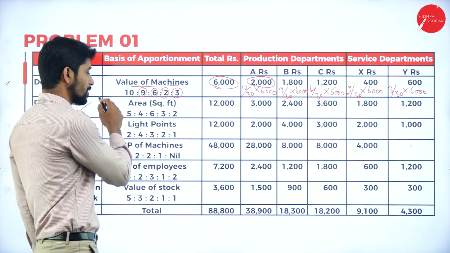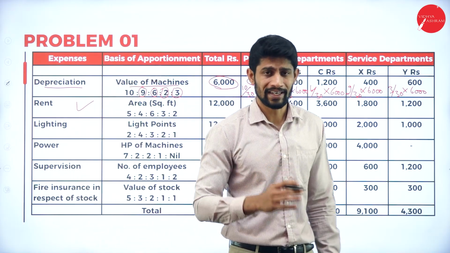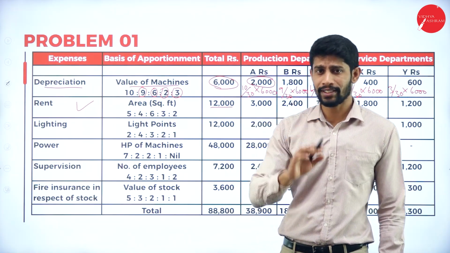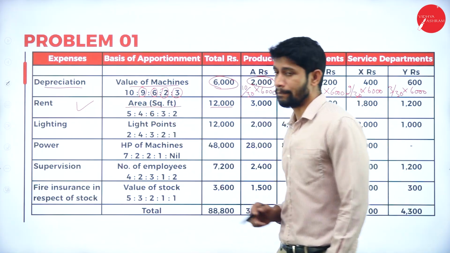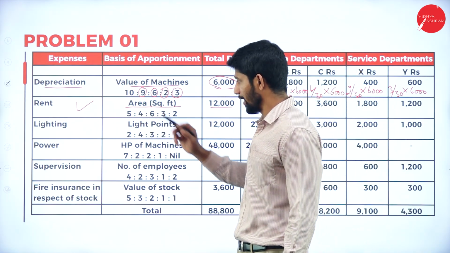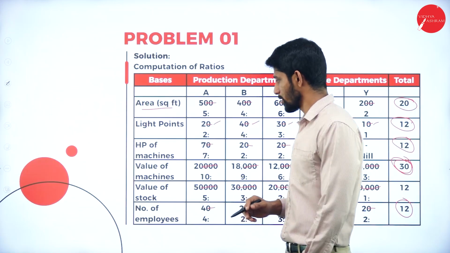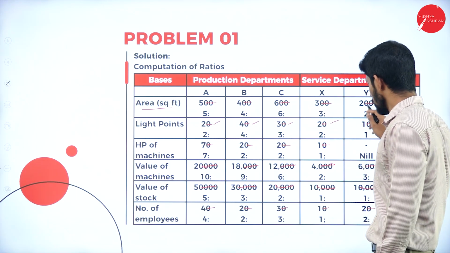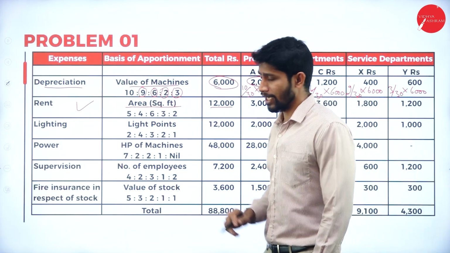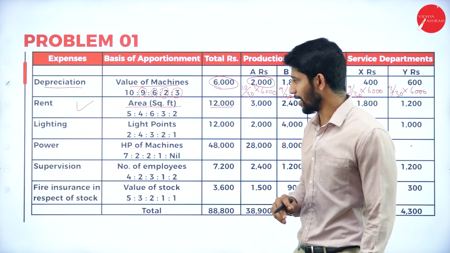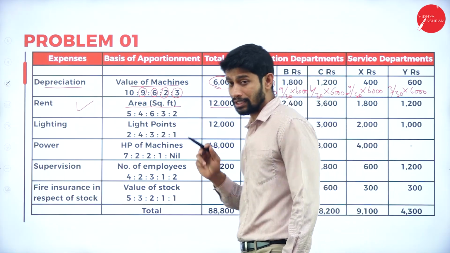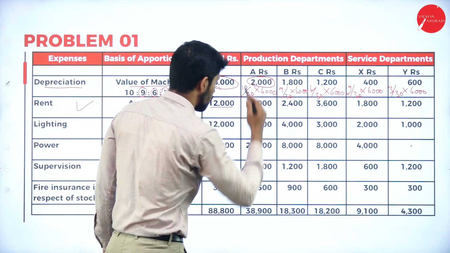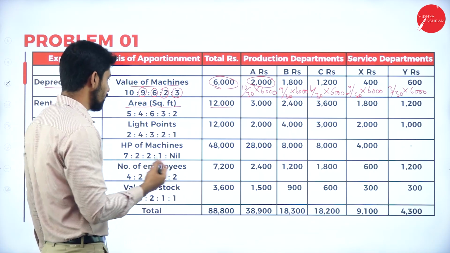Next expenditure is rent. What is the total value of rent? It is 12,000. Rent, you are always supposed to allocate based on the area. So what is the ratio for area? It is 5:4:6:3:2. So based on the area, we are going to distribute the expenditure of rent. Now the total expenditure is how much? 12,000.